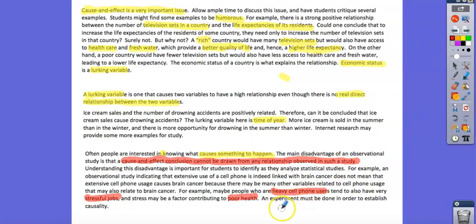But, and here's the biggie, an experiment must be done in order to establish causality. You cannot do it with an observational study. You can only do it with an experiment if you want to consider cause and effect.